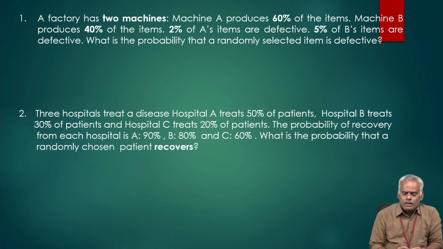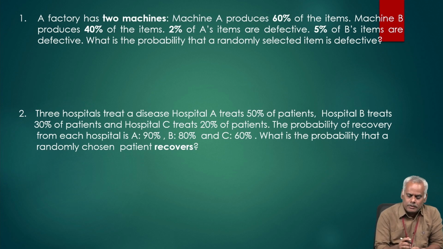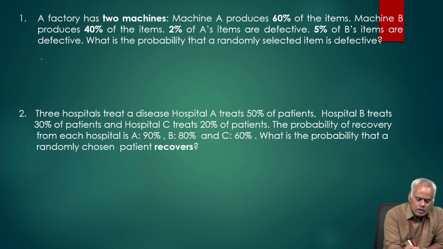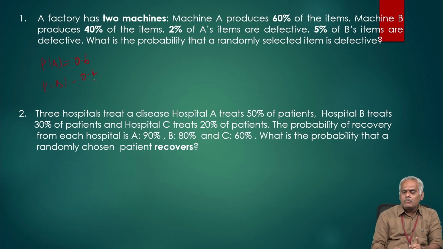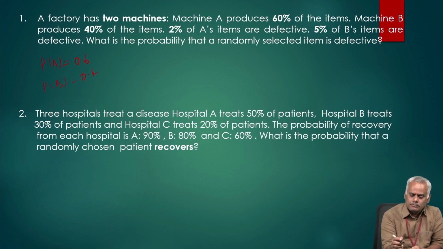Now see here, a factory has two machines. Machine A produces 60% of the items, machine B produces 40% of the items. 2% of A items are defective, 5% of B items are defective. What is the probability that a randomly selected item is defective? So what is the given data? Probability of machine A is 60%, that is 0.6 or 6 by 10. Probability of B is 40%. Remember, probability of A plus probability of B must be 1 because it is a partition set.